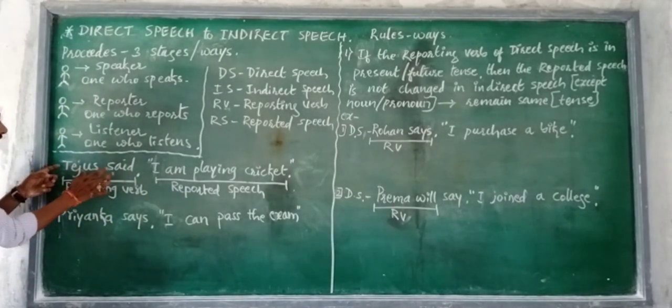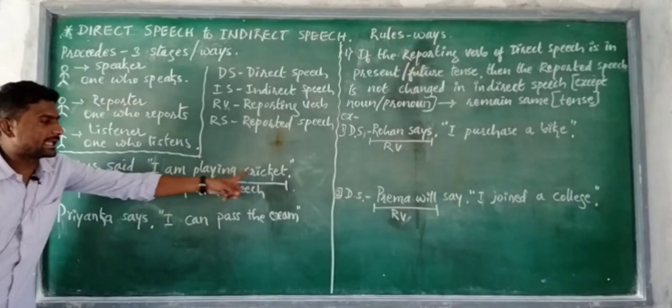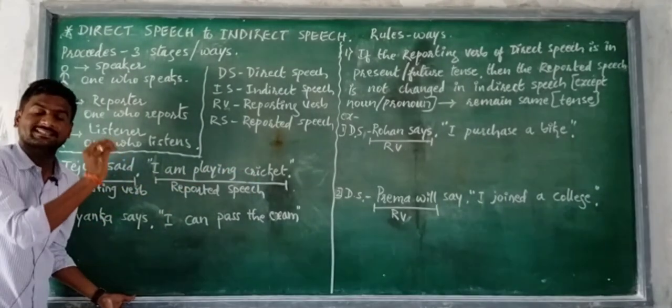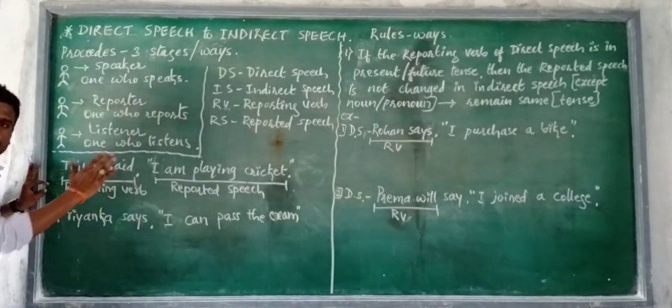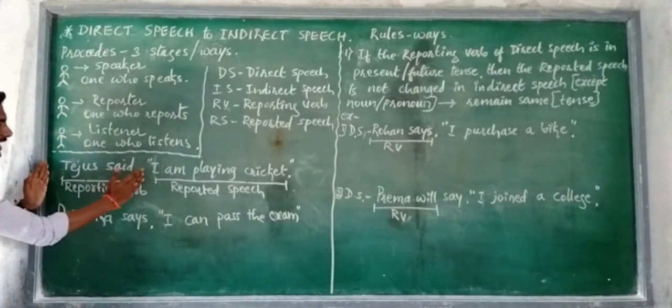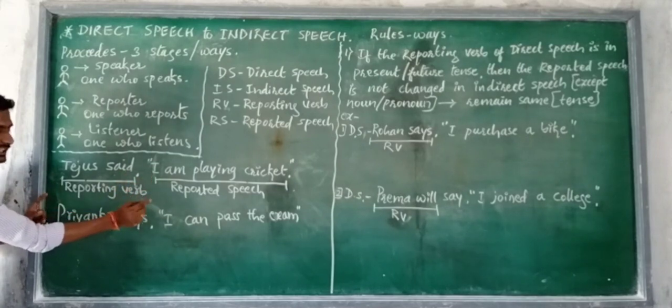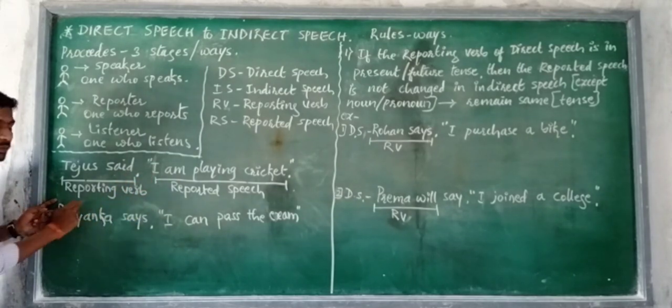See my dear students, Tejas said, "I am playing cricket." This is the statement of direct speech. I am going to make the division. Tejas said, yes, I divided it into the reporting verb.